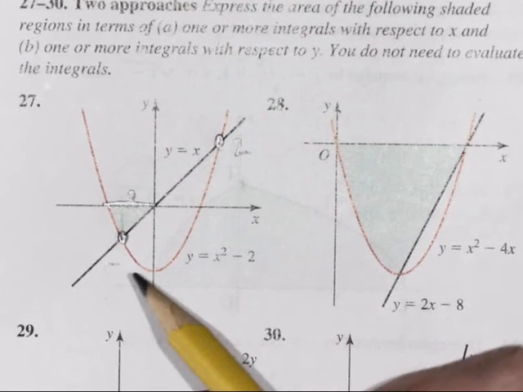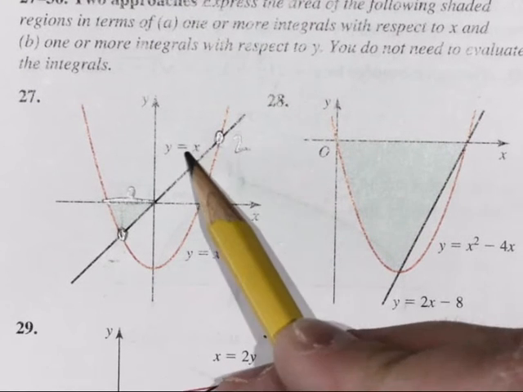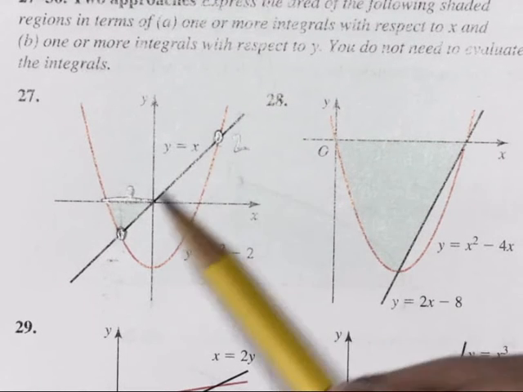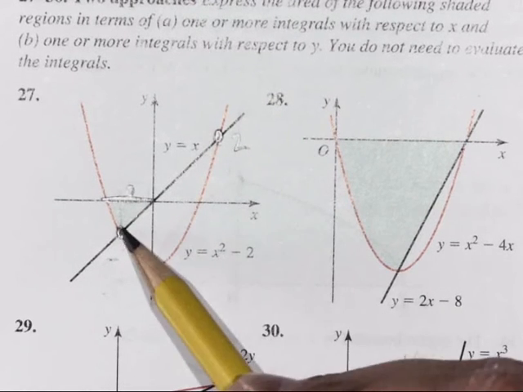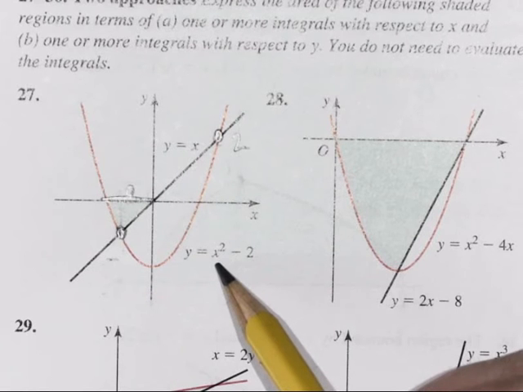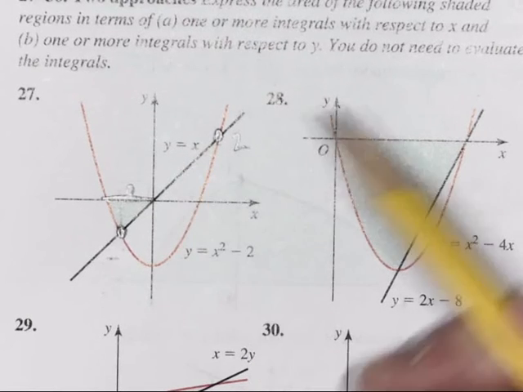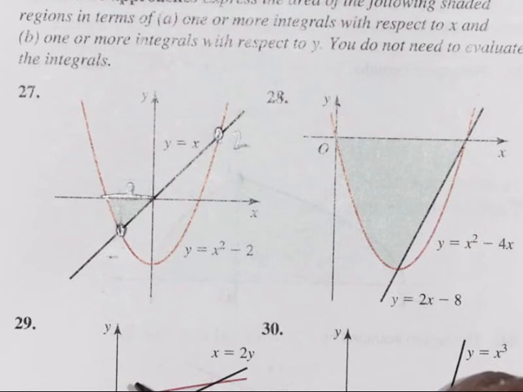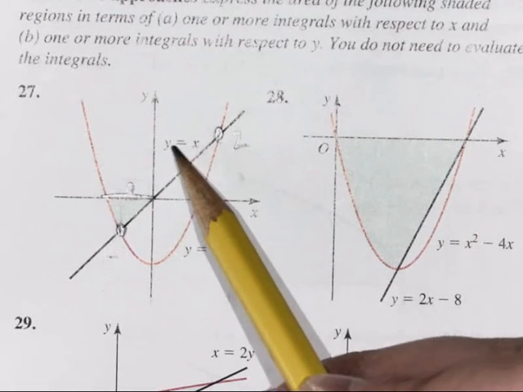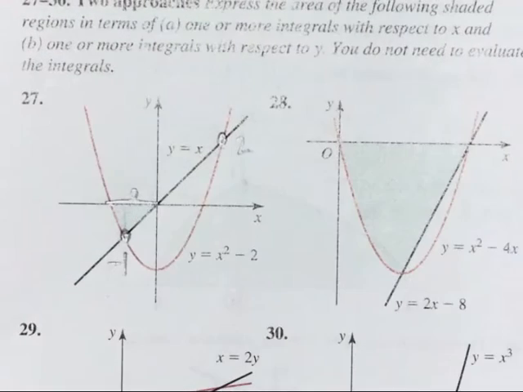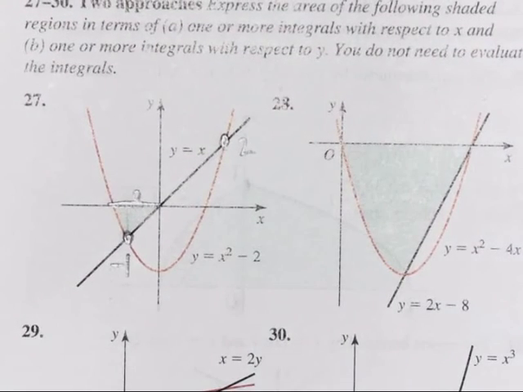And of course I need to plug that in to either of these functions so that I can identify what the y-coordinate is. Well, if I plug -1 into here, -1 squared is 1, minus 2 is -1, and obviously plug it into here, -1 equals -1. So this is the point -1, -1. So -1 is not only the x-coordinate, it's also the y-coordinate. So that can be a little tricky there.